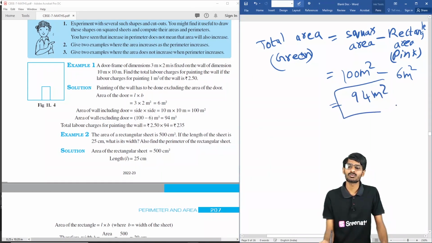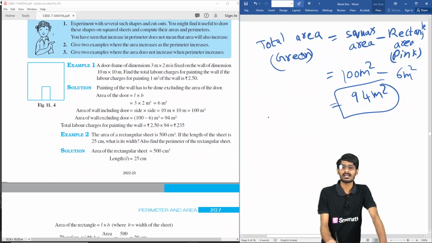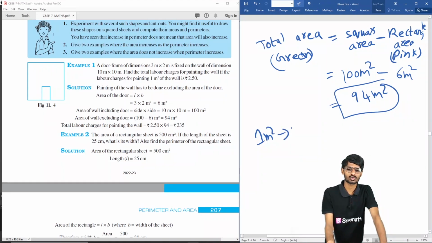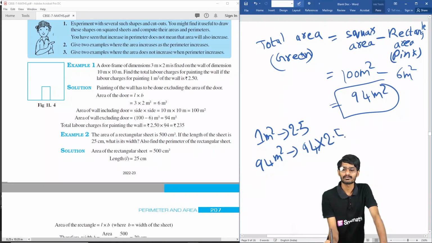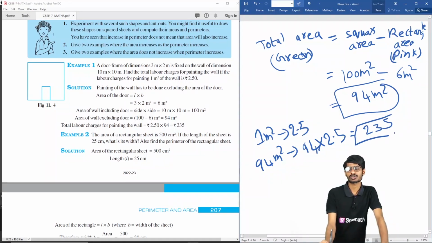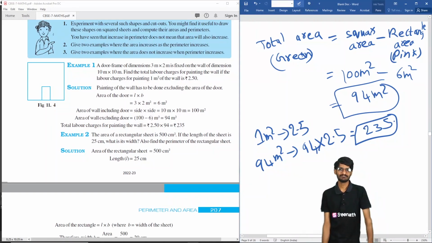So total area we have to paint is 94 meter square, and for 1 meter square it costs 2.5 rupees. Then for 94 meter square it costs how much? It is nothing but 94 into 2.5, which is 235 rupees. The cost is 235 rupees for painting.